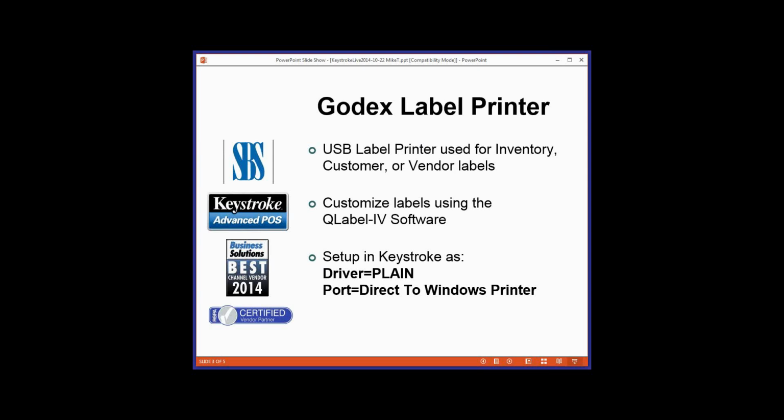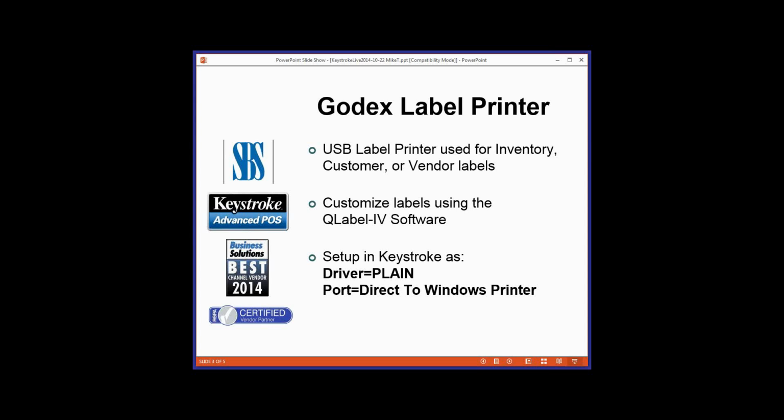And this is a USB printer. It comes with software. It allows you to actually do a little bit more of a visual, what you see is what you get, kind of a customization of labels. There is a trick on getting that information into Keystroke, and we'll go over that. And it's a simple setup. Once the printer is installed in Windows, we just go ahead and use the driver, the plain driver in Keystroke, and we'll do the direct to Windows printer.